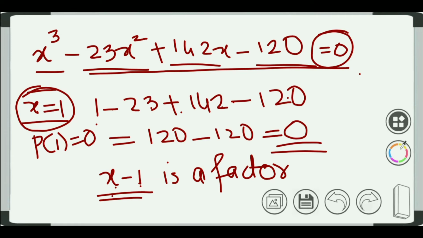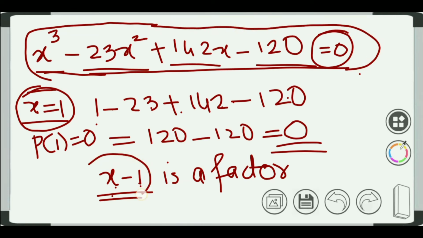So what will I do? What is the next step? I can divide the whole polynomial, x cube minus 23x square plus 142x minus 120, by x minus 1, because I got x minus 1 as a factor. So again you will get another quadratic polynomial. That polynomial you can factorize by using the splitting the middle term method. So finally you will get 3 factors. One factor will be x minus 1, and the 2 more factors you will get by using the splitting the middle term method. So this is how you will solve a cubic polynomial.